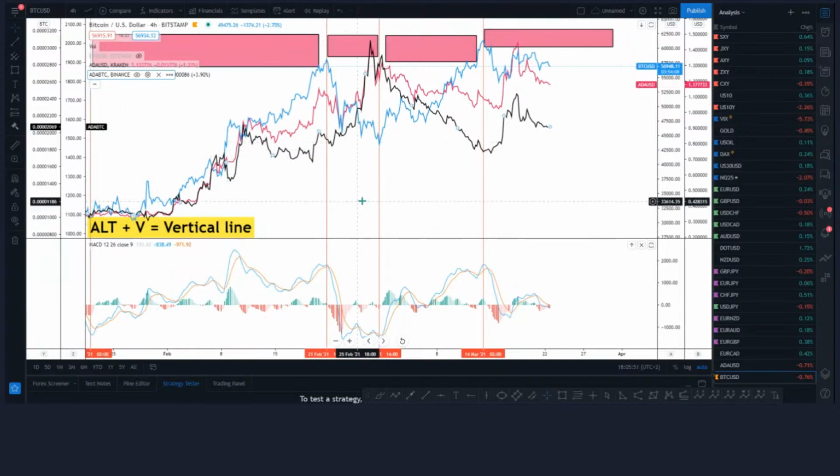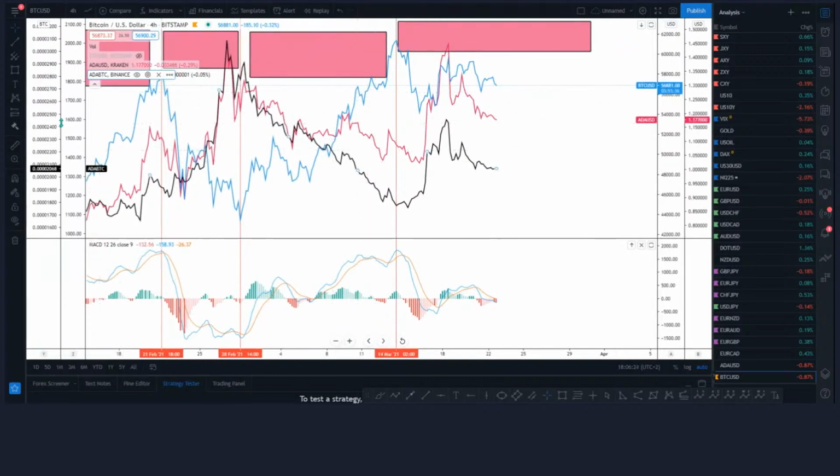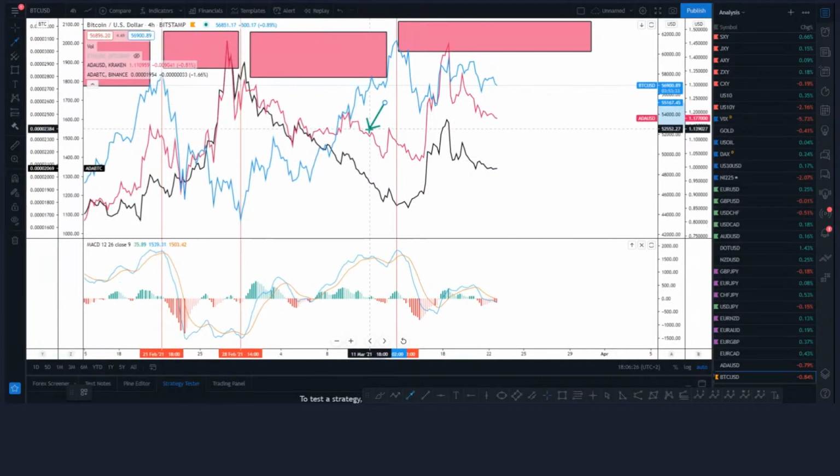So again here, the red one is the ADA, the Cardano against USD. The blue one is Bitcoin. The black one is Cardano over the Bitcoin. Okay. So at that area right here, Bitcoin was going really fast, and Cardano was actually going sideways. So instead of selling Cardano against dollar, I'm gonna zoom it, guys, just to make it clear. Okay, here. So this one I'm talking about now.